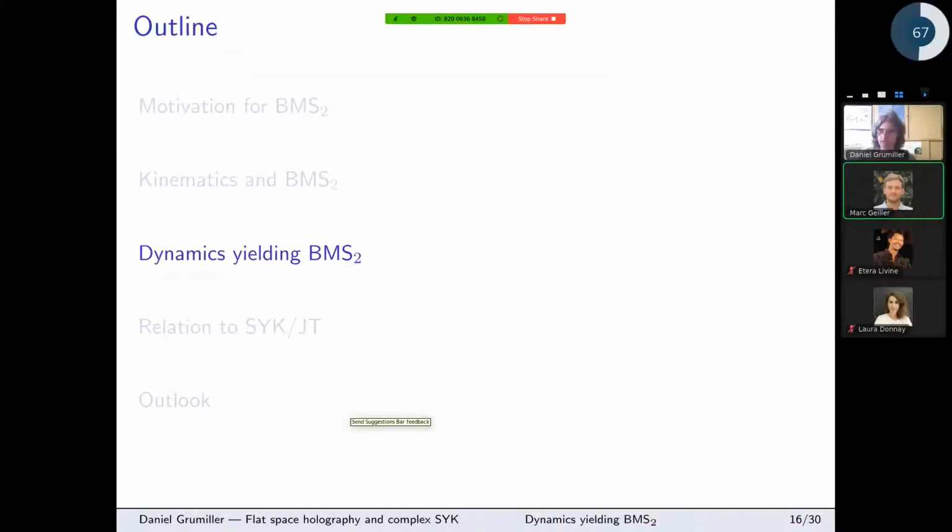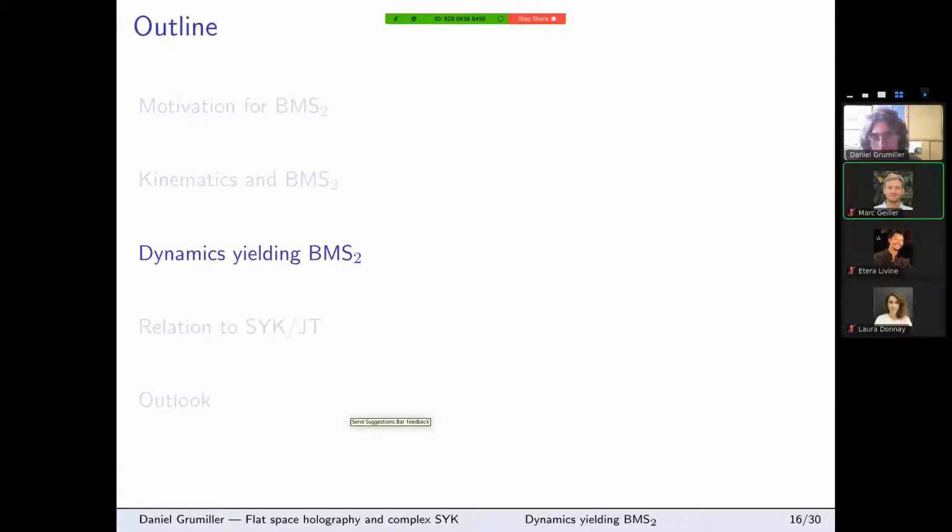Okay, so this is now the first part of my talk, the kinematics. Now let's focus on the dynamics. Our task is to find a specific gravity model whose asymptotic symmetries are equivalent to the BMS2 symmetries.